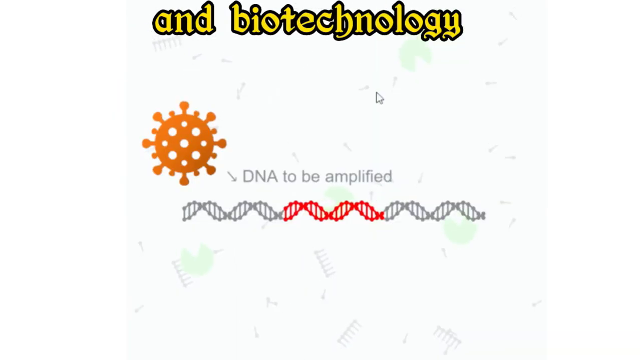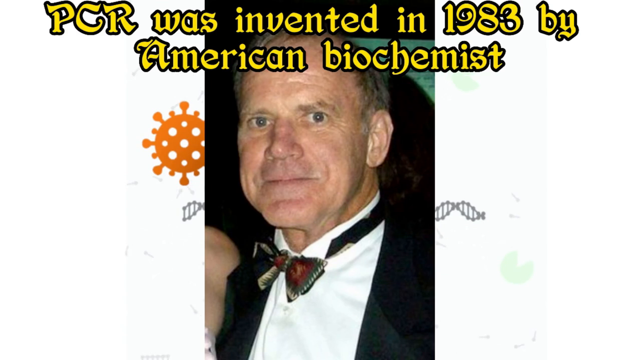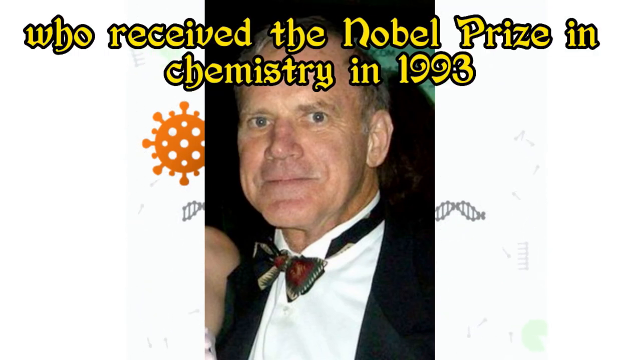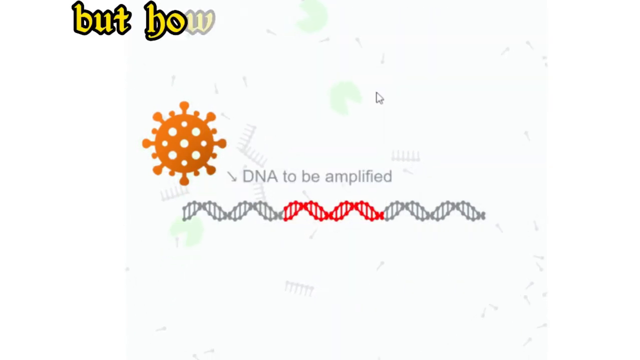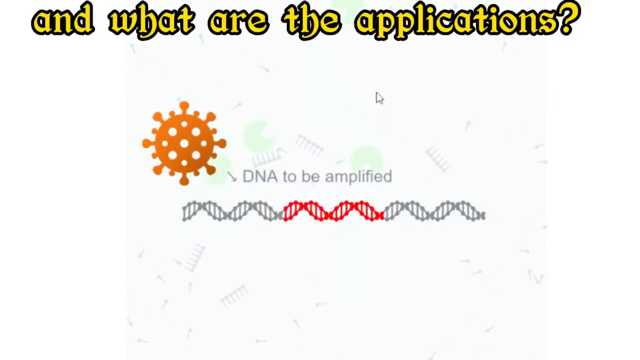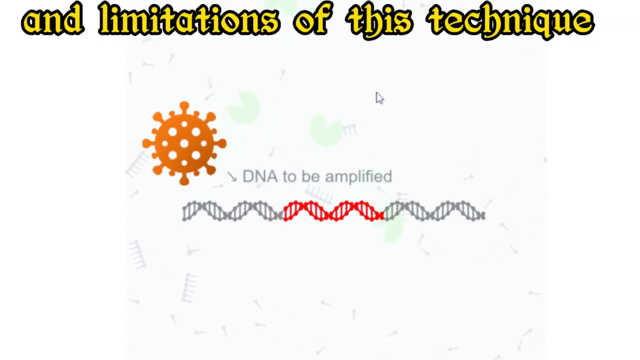and biotechnology. PCR was invented in 1983 by American biochemist Kary Mullis, who received the Nobel Prize in Chemistry in 1993 for his discovery. But how does PCR work, and what are the applications and limitations of this technique?